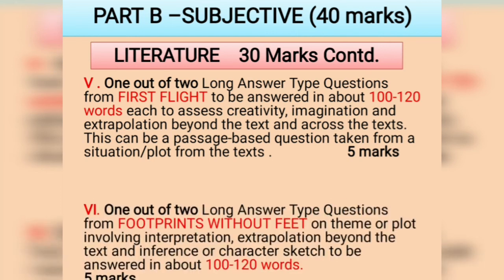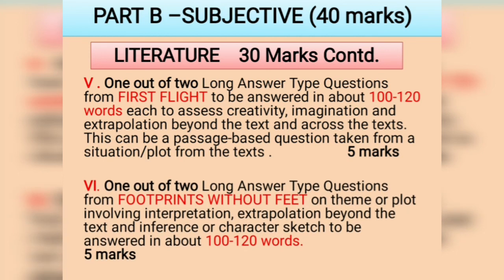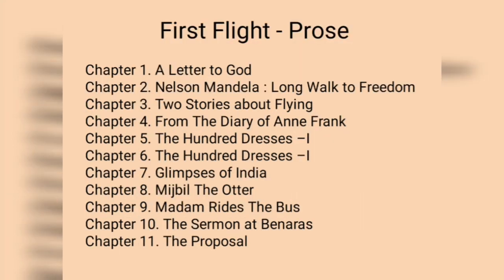Moving to the last question of your question paper, question number 6, 1 out of 2 long answer type questions. Now this is from the other book, Footprints Without Feet, based on theme or plot involving interpretation, extrapolation beyond the text, and inference of character sketch, to be answered in about 100 to 120 words, covering up for your 5 marks. So this is how your 80 marks will be covered in your external examination.